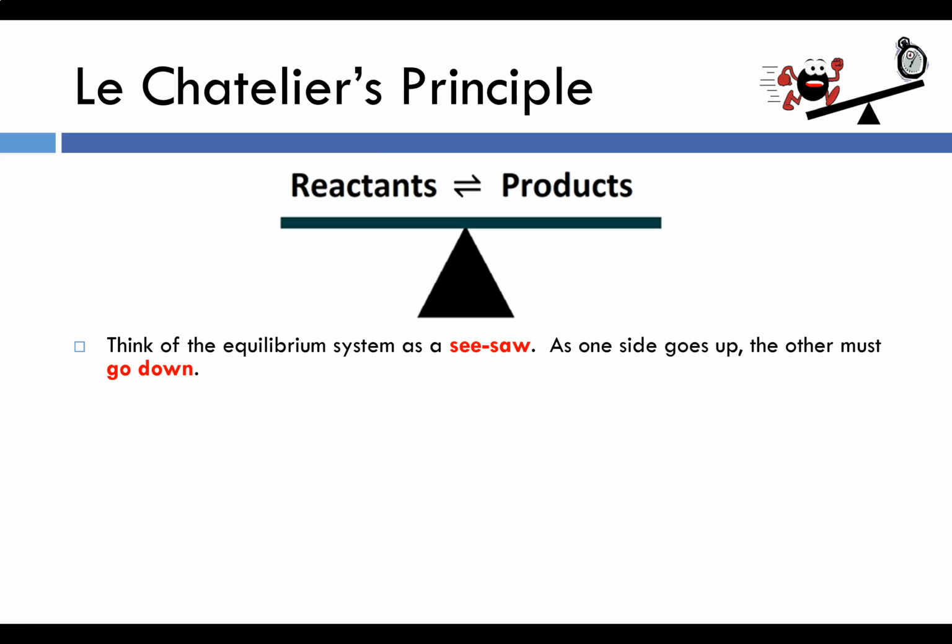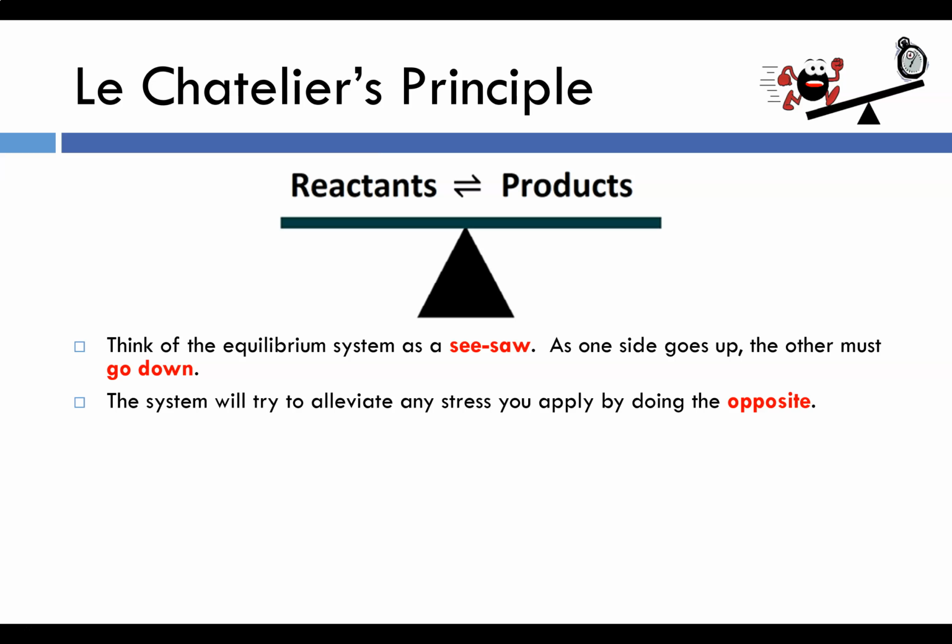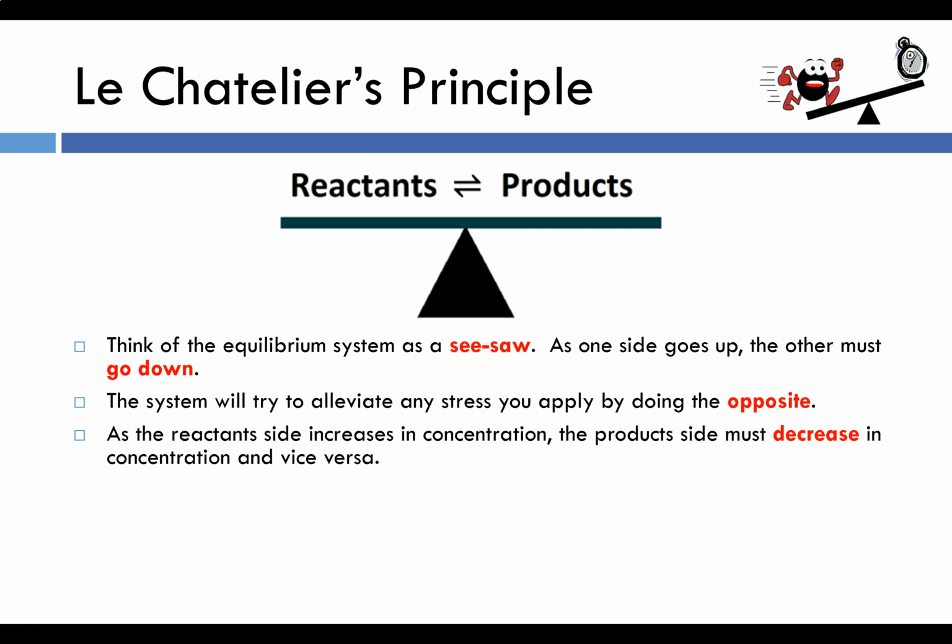So if we have an increase in the concentration of the reactants, the products have to experience a decrease. Anytime we stress the system, it is going to try to alleviate that stress by doing the opposite. For example, we stressed the system in the previous slide by adding additional H2. The system responded by trying to get rid of that H2. As the reactant side increases in concentration, we know the product side has to decrease in concentration, and vice versa. You can't have both ends of the seesaw going up or both ends going down at the same time.